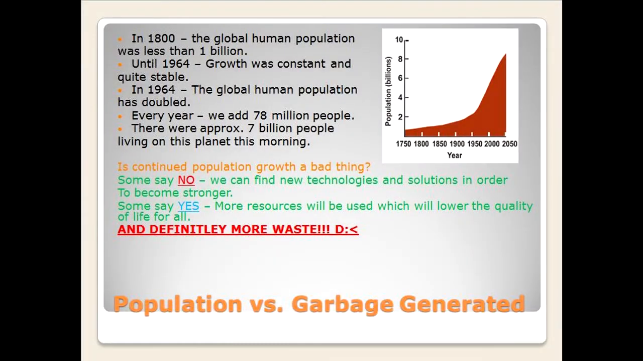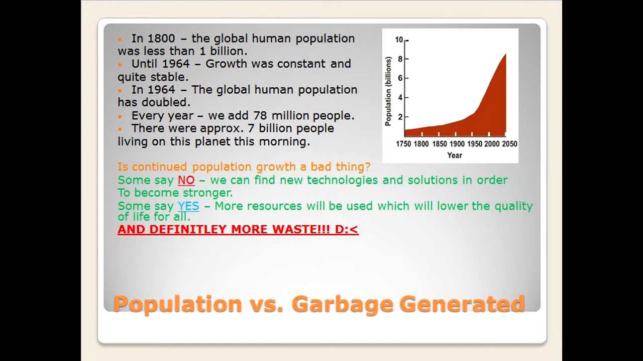In reviewing the literature, we notice that over time, society has grown in great numbers, and the generation of waste has also grown dramatically. There are approximately 7 billion people living on this planet today. Imagine if there is an additional 78 million people added to Earth's population. Can this be a bad thing?